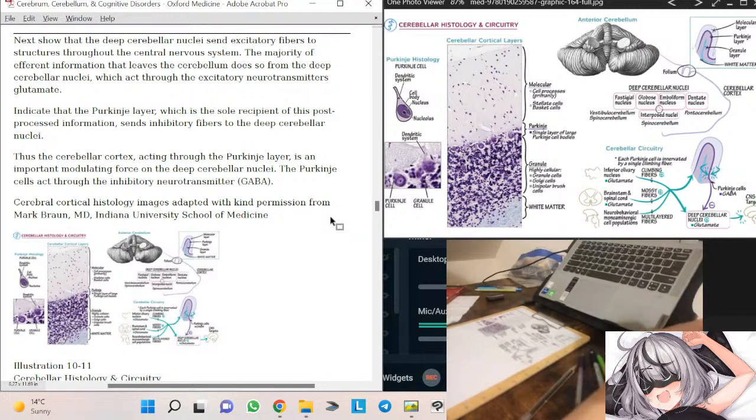Indicate that the Purkinje layer, which is the sole recipient of this post-processed information, sends inhibitory fibers to the deep cerebellar nuclei. Thus, the cerebellar cortex, acting through the Purkinje layer, is an important modulating force on the deep cerebellar nuclei. The Purkinje cells act through the inhibitory neurotransmitter GABA.